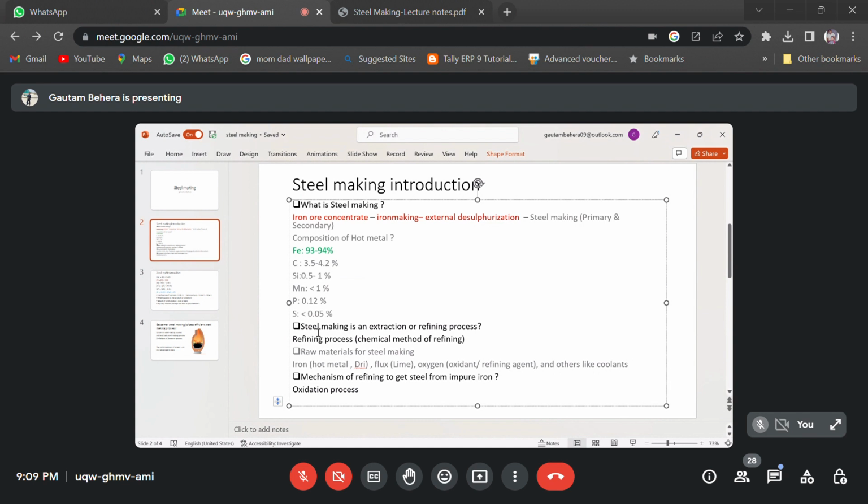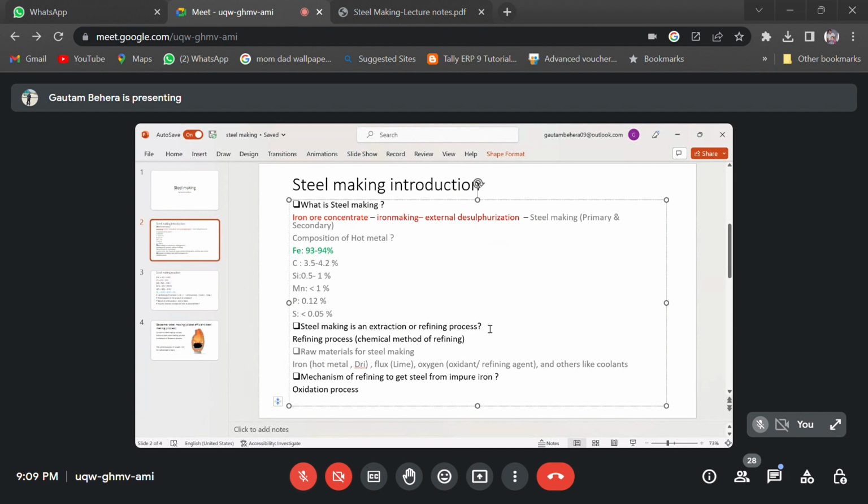Okay, fine. Now, next, is steel making an extraction or refining process? Now, can you answer it? Refining process. Very good. You understood why? Because we already have a metallic phase containing impurities, and we try to reduce the amount of impurities. So that is a refining process or purification process. So that's why steel making is a purification process or refining process. It is not an extraction process.